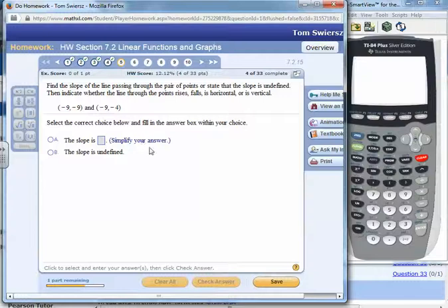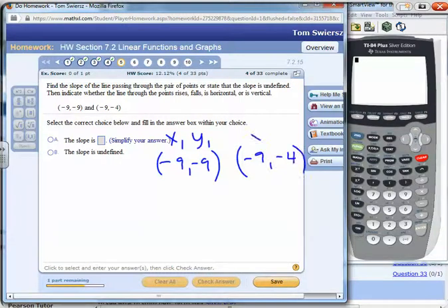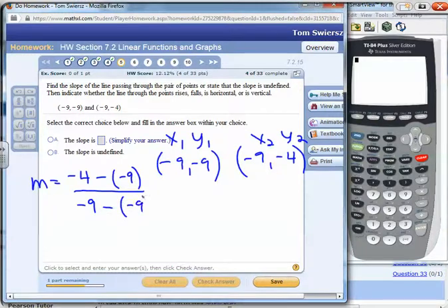Let's look at homework exercise number 5. Again, the slope. So we have negative 9, negative 9. That will be our x1, y1. And negative 9, negative 4 will be our x2, y2. So the slope is y2, negative 4, minus y1, a negative 9, over x2, negative 9, minus x1, a negative 9.